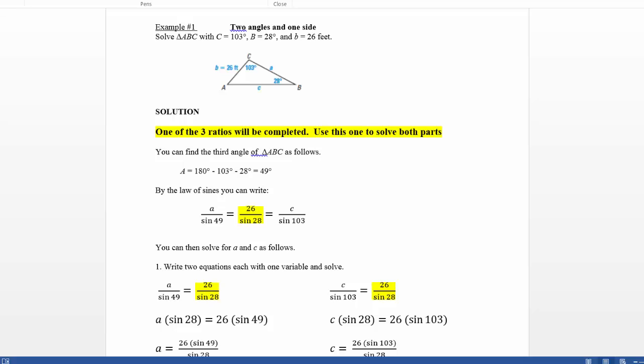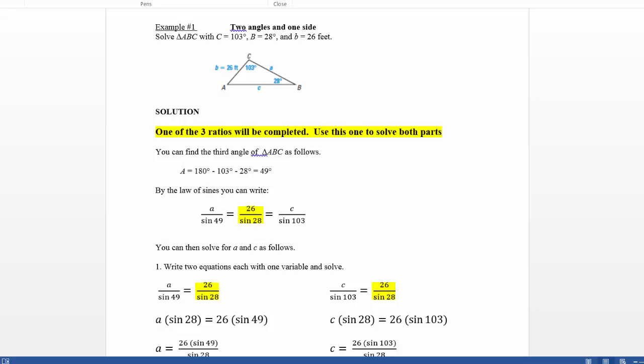Here we'll take a look at our first example of the law of sines. If you look at example number 1, you notice it first of all says solve triangle ABC. And if you recall from our previous lessons, whenever it said to solve the triangle, what we were really doing is trying to find all the missing parts.